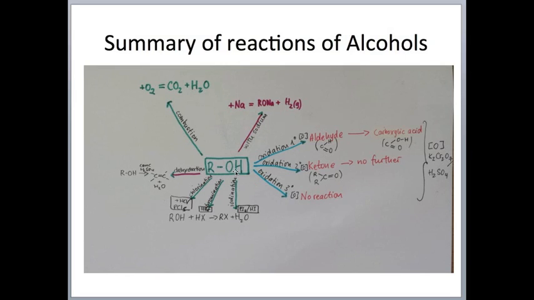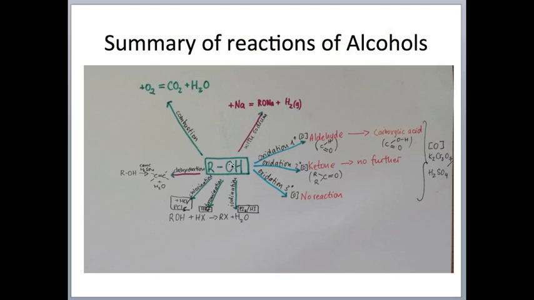Another reaction that alcohols undergo is dehydration, and this is when we heat an alcohol in concentrated H2SO4, and the product is an alkene and water. So this is a useful way of producing alkenes from alcohols.